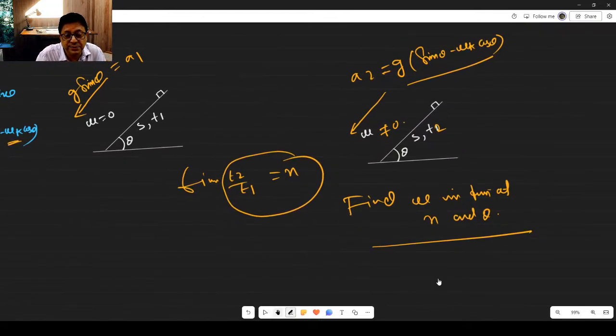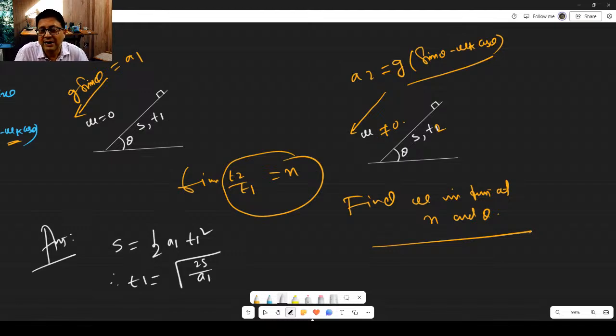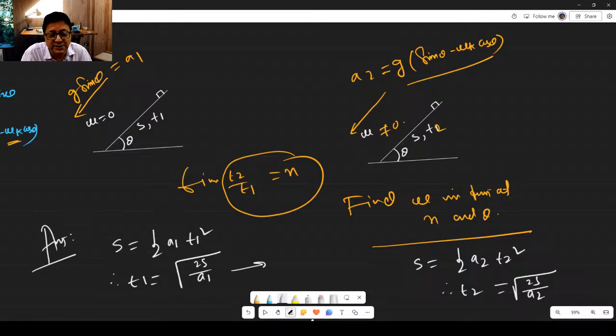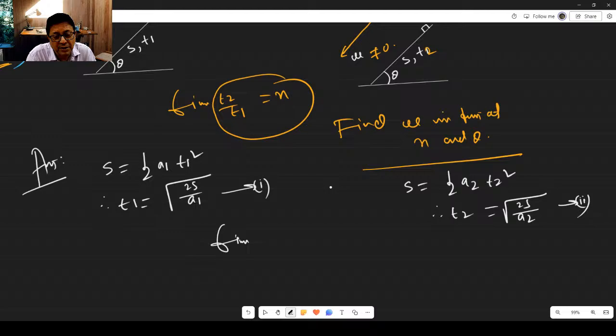A1, A2 you got? I am doing it for you. Answer. How do I write the equation of motion here? s equals half A1 T1 square. So T1 is 2s by A1. And here s equals half A2 T2 square. What is T2 here? 2s by A2. Alright? This is A1 and this is A2. Now put T2 by T1. Given T2 by T1 is n.